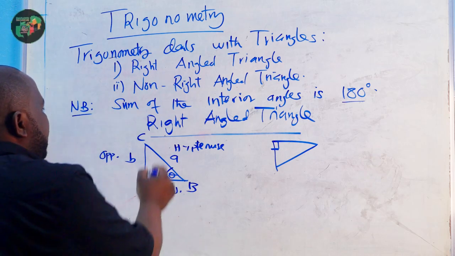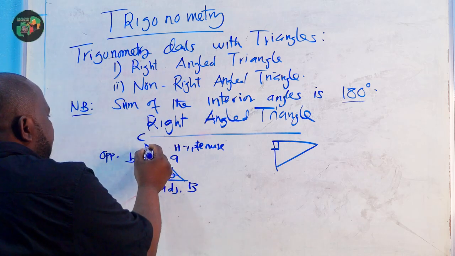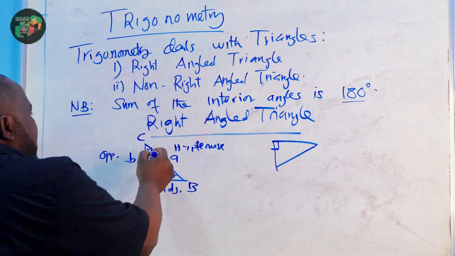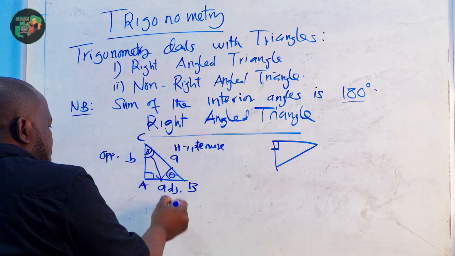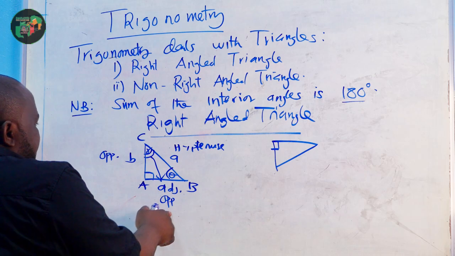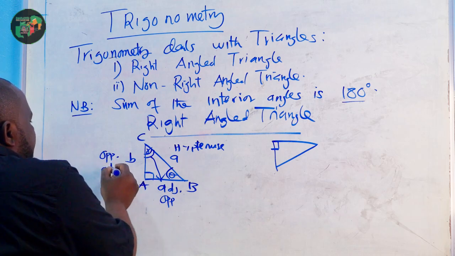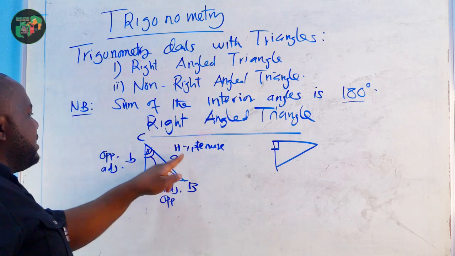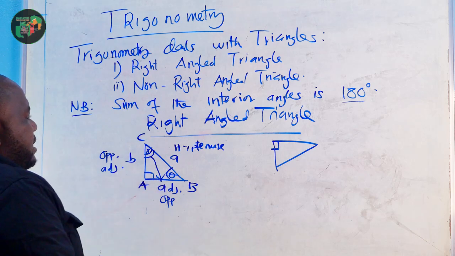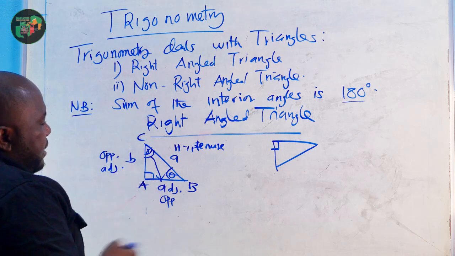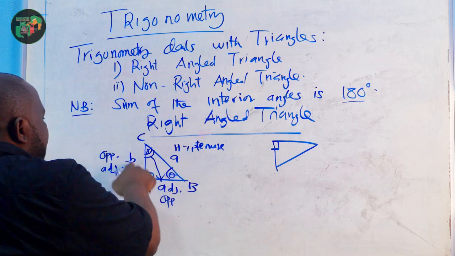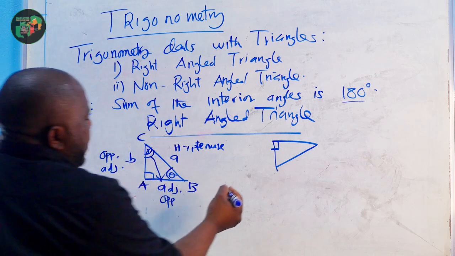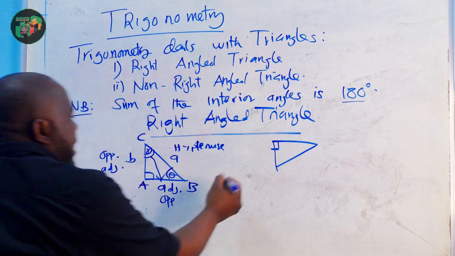But take note, if we are to consider this angle here, we call it, for example, alpha. This side automatically becomes the opposite. If this becomes the opposite, this becomes the adjacent. What is constant is the hypotenuse. So we have to know that. From here, you are just dealing with sides. And this is where the Pythagoras theorem comes from.